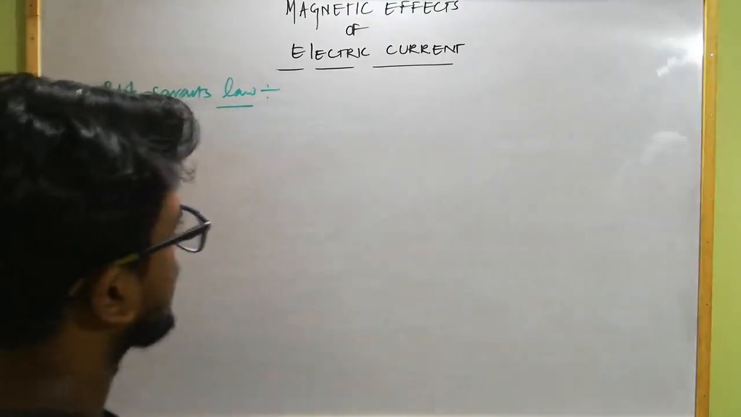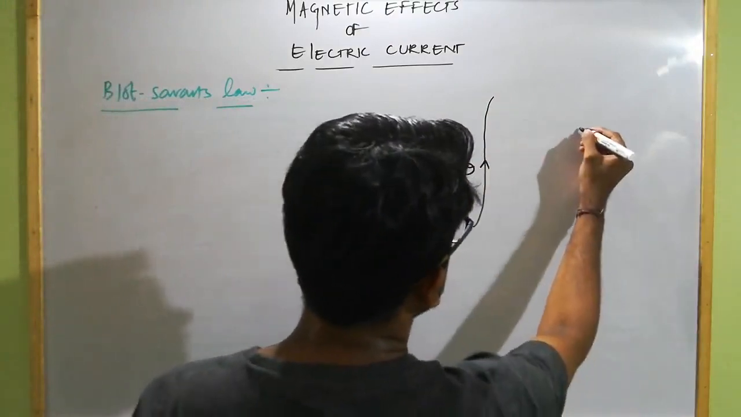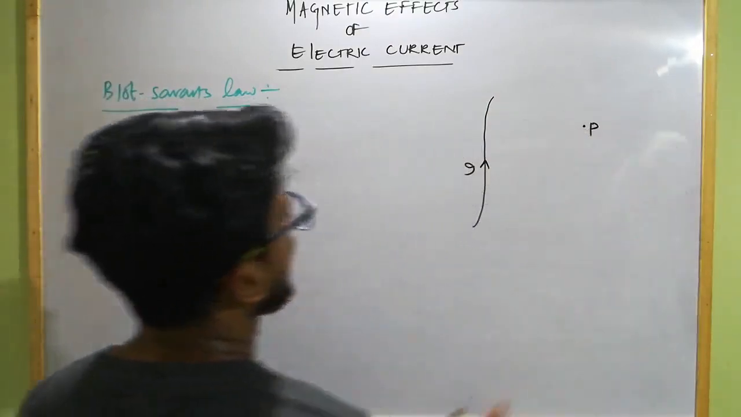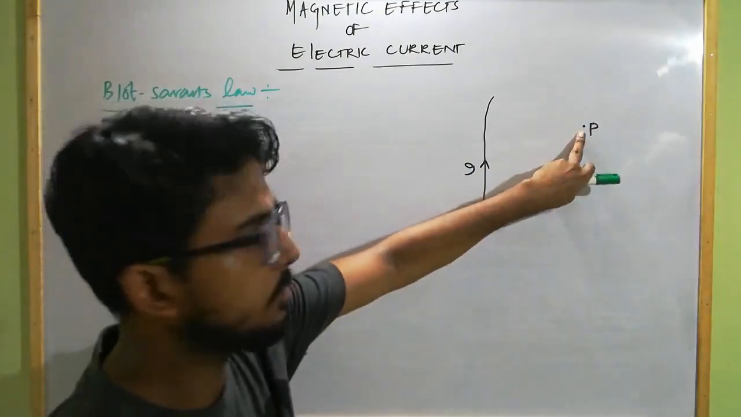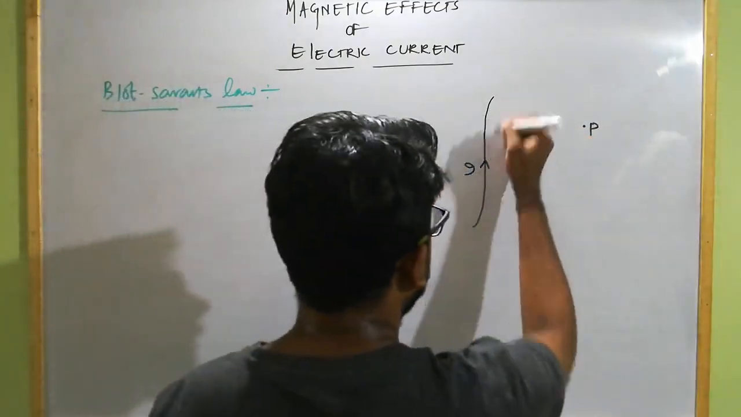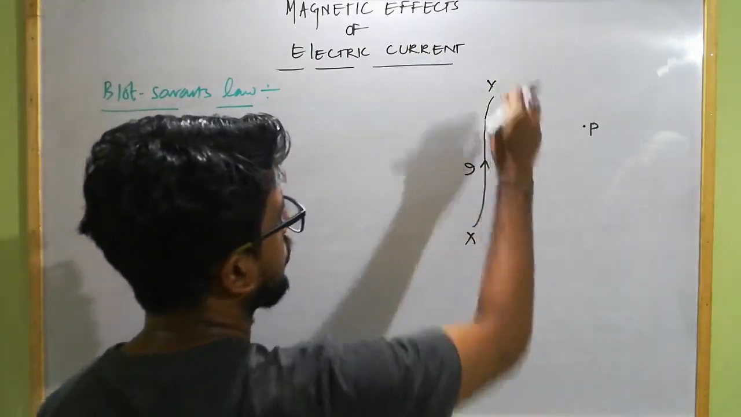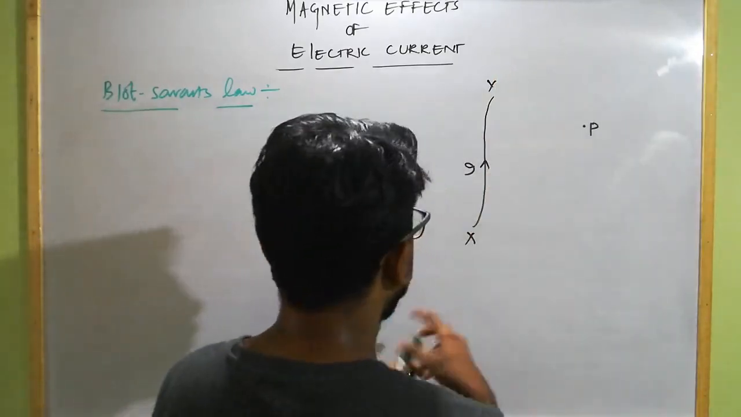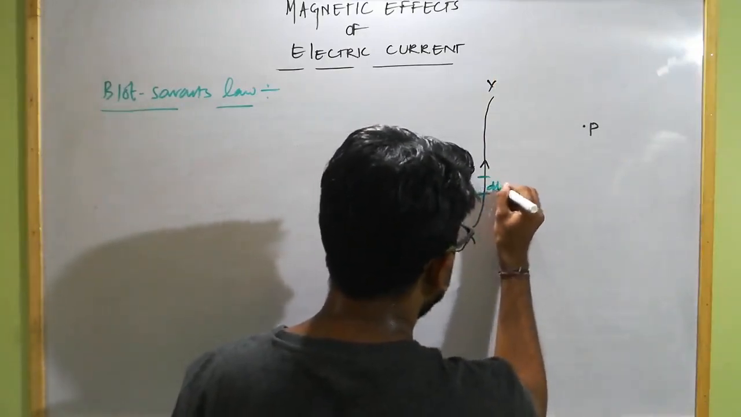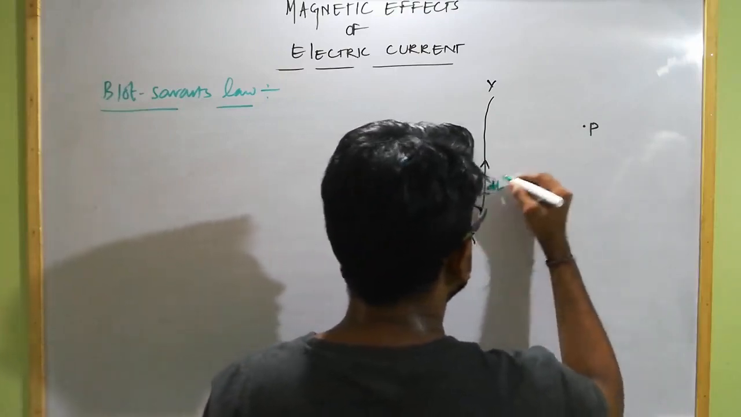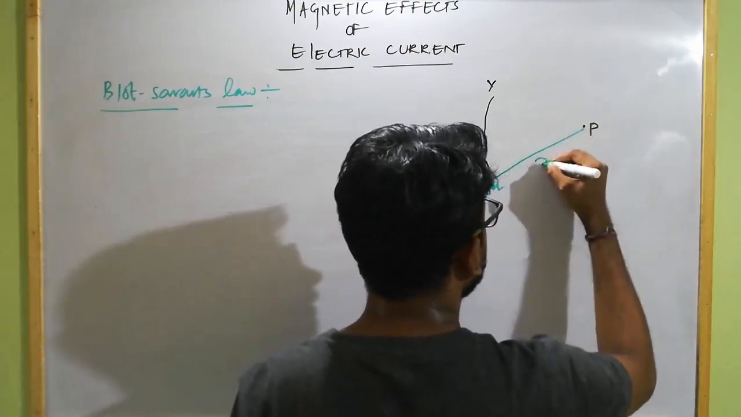According to Biot-Savart's law, if here is a current carrying conductor in which current I is flowing, and here is a point P, and we have to determine the magnetic field strength due to this current carrying conductor at the point of observation P. If this is a current carrying conductor XY, current is flowing through it from X to Y direction, let us assume a small portion of this conductor of very small length dl. And the distance of this dl from the observation point is r.